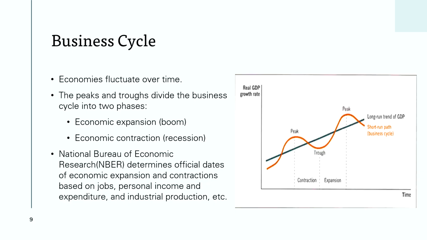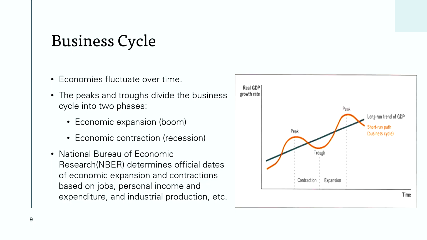The turning points between the two phases are called the peak and trough. The peak is the highest point of the business cycle. It marks the moment just before the economy begins to contract. The trough is the lowest point of the cycle. It marks the end of the recession when economic activity has bottomed out. After the trough, the economy begins to recover and enter expansion again.